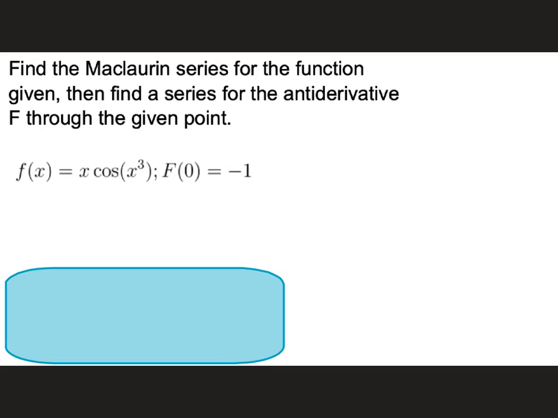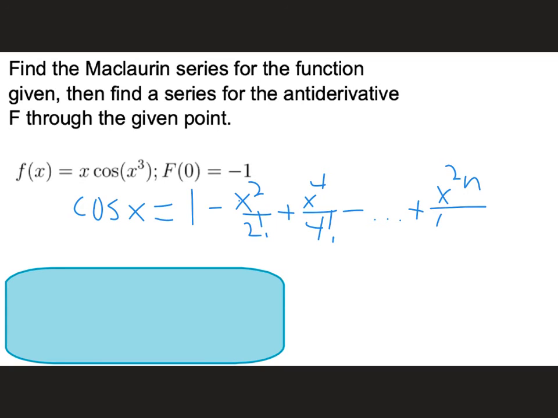Whew. All right. Find the Maclaurin series, then find the series for the antiderivative through the given point. All right, I will. So we have the cosine of x. I'm going to start there. Cosine of x. I know it's even, so 1 minus x squared over 2 factorial plus x to the 4th over 4 factorial minus and so on, x to the 2n over 2n factorial.